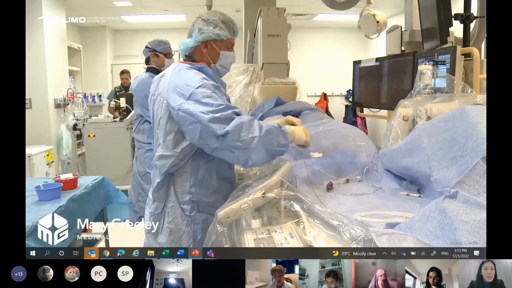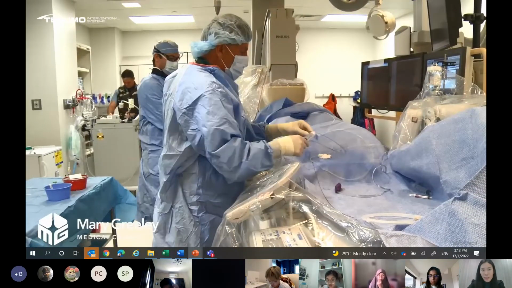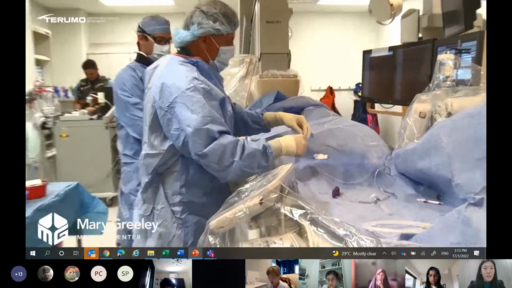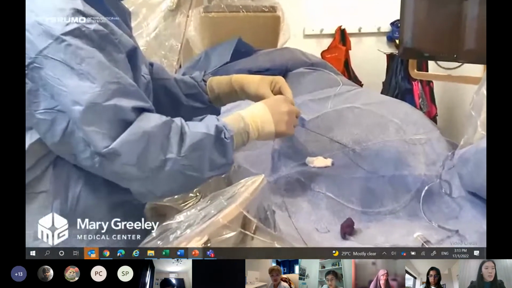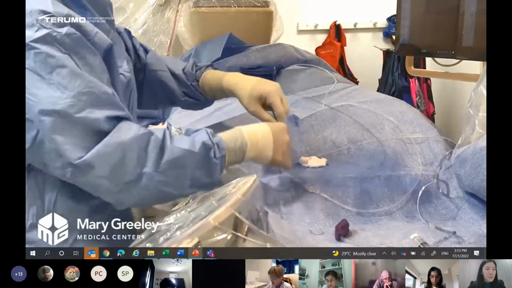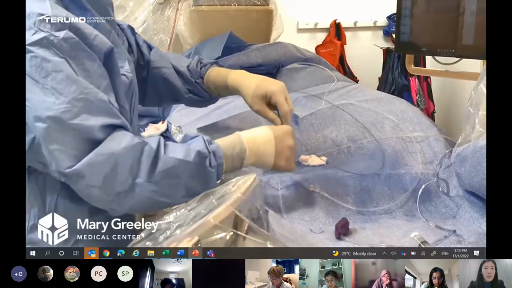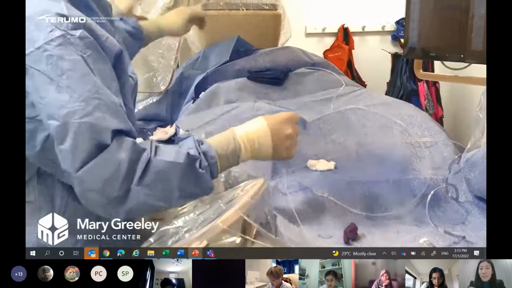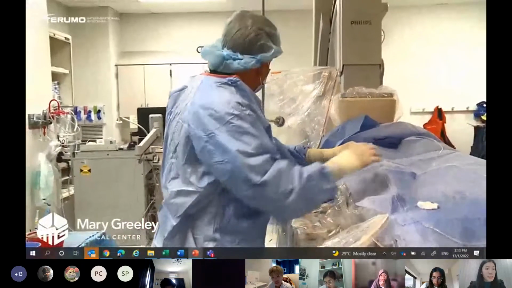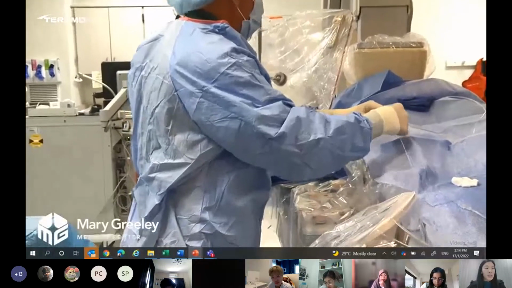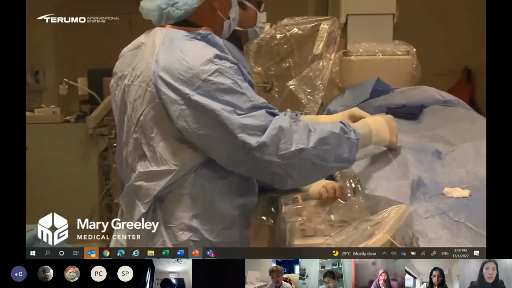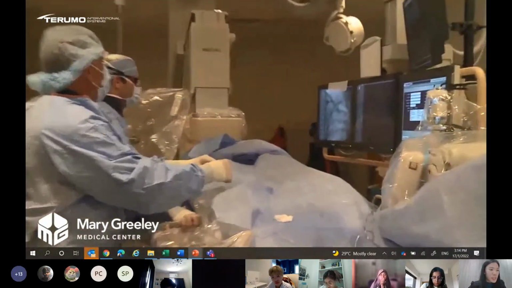Okay, so now what's happening? This second operator is preparing the diagnostic catheter. He flushes it, and then he puts a guide wire through this diagnostic catheter, through the whole length, and then he passes the tip to the first operator. Once he sees that the first operator has inserted the diagnostic catheter into the sheath, he then advances the guide wire. And now we will look at the monitor.